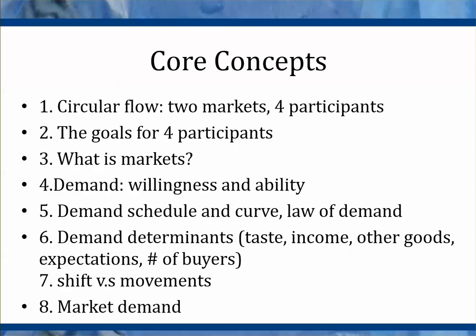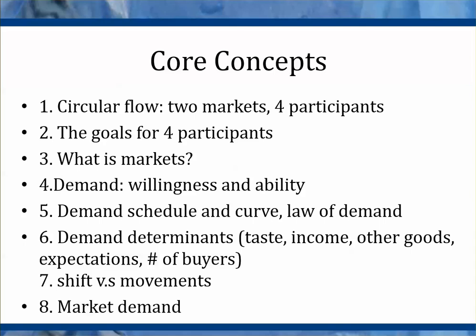After learning this chapter, you should know this core concept, the circular flow. The circular flow includes two markets and participants, so you need to know what those two markets are. You also need to know the goals of the four different participants. Like us, each of them has a different purpose, but every time we do something, we have our own goals. We want to know the four participants in the market and what their goals are. We also want to know what a market is. It's familiar to you, you talk about the market every day, but what is the definition of a market?